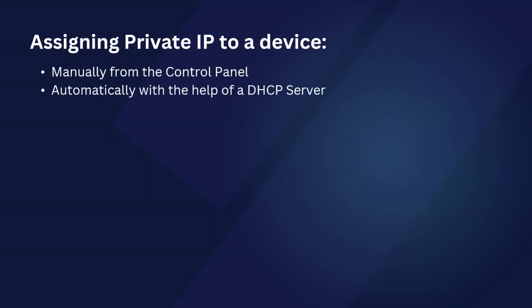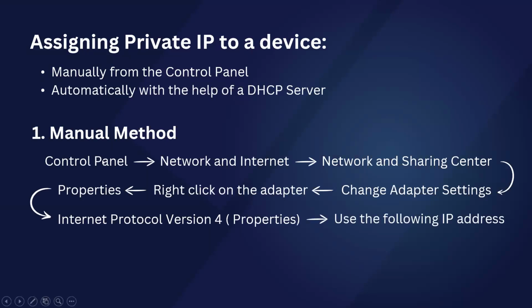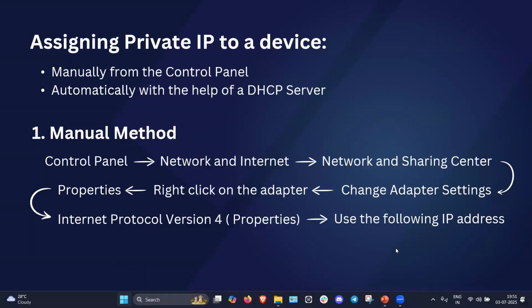Firstly, if you want to assign an IP manually from the control panel, this is the exact procedure to do so. First, you open up the control panel, then you go to network and internet settings, then network and sharing center, then change adapter settings, right click on the adapter, go to properties, IPv4 properties, and assign the IP address. Seems a bit complex, but pretty easy to follow. So if I do this practically, go to your control panel.